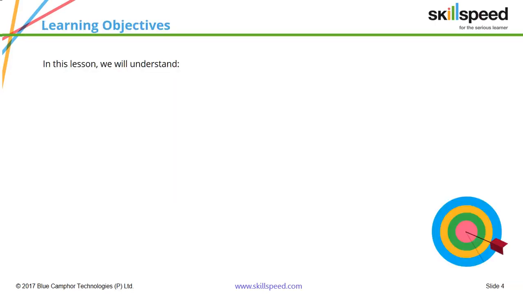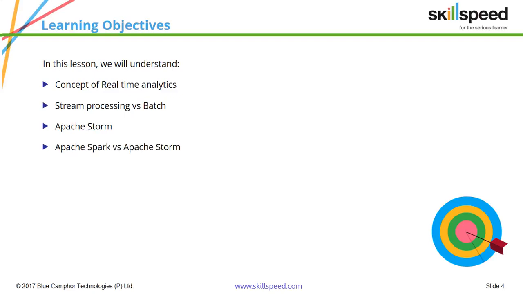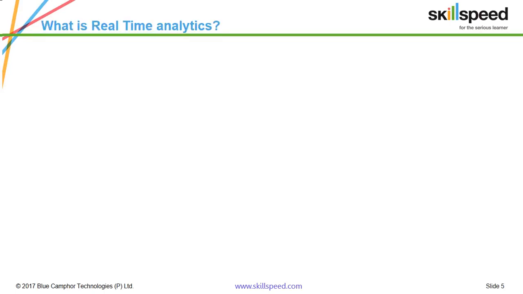So in this particular lesson, we will be understanding what exactly is real-time analysis and what is the difference between batch and real-time. We will also have a look at the Apache Storm framework, which is built for streaming, and we will compare Storm and Hadoop with Spark streaming and understand what are the advantages of Spark streaming.